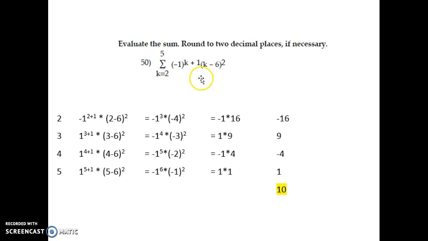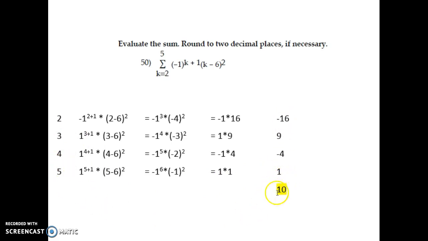We want to evaluate this sum, and since there's only 4 terms, the best approach is probably to directly just plug the values in for k. So from 2 to 5 we have 2, 3, 4, and 5, and each time just plug in what k is equal to. So when k is 2, put a 2 in there and a 2 in there for k. And when you figure that out, you'll get negative 16 for when k is 2, and then a 9, a negative 4, and a 1 for the remaining terms in our sum here.